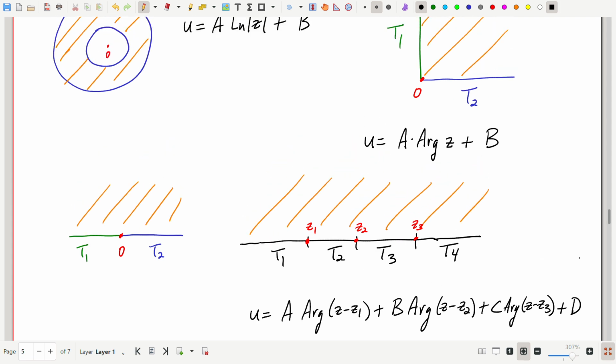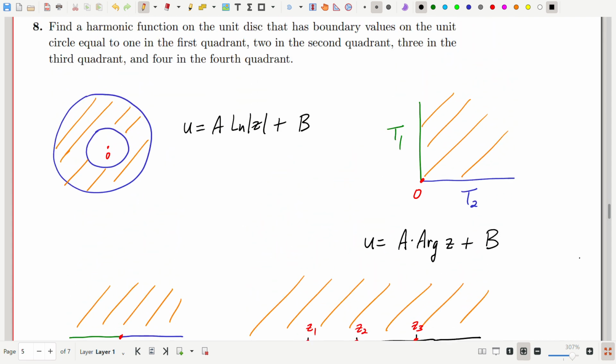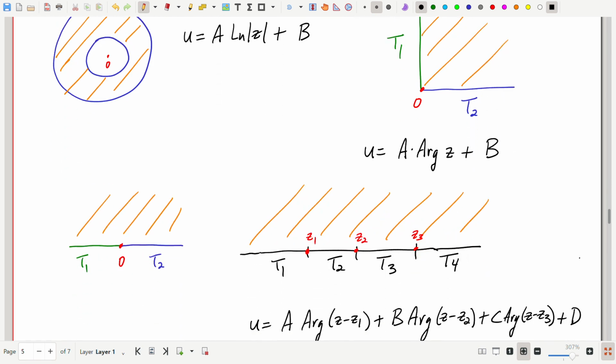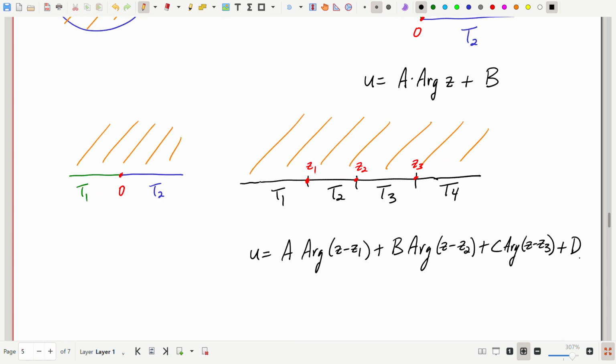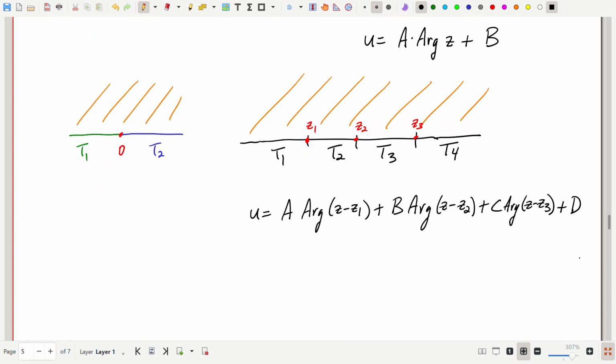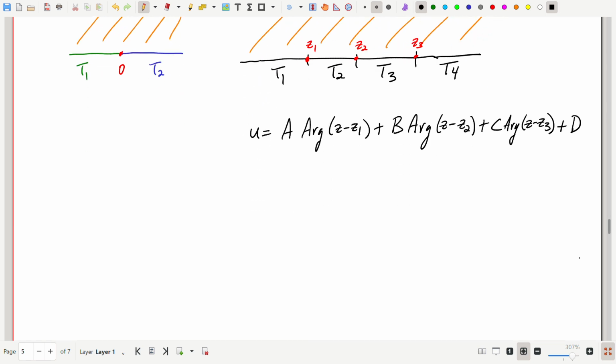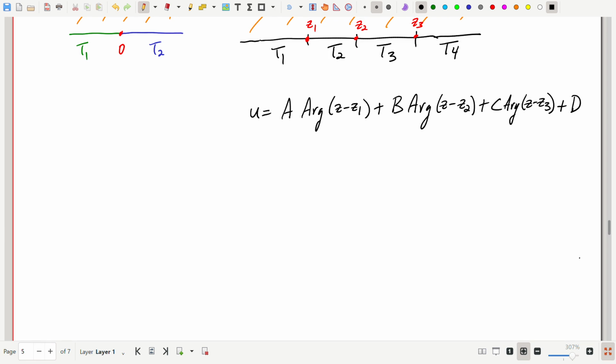Well, this problem asks you to find a harmonic function on the unit disk that has different values in the different quadrants. And this was too hard a problem. I gave it one year after reviewing it pretty extensively. But still, the idea is easy, but writing out the calculations is not exactly fun. They're not hard, but I'll never assign it again. But it's good to think about it as a review question.